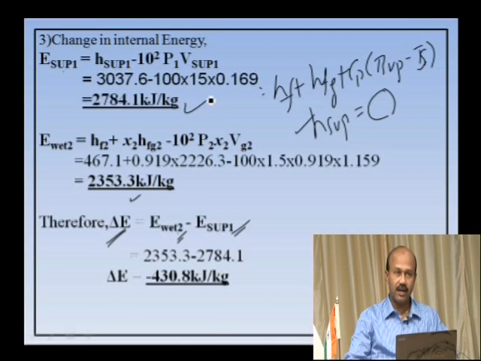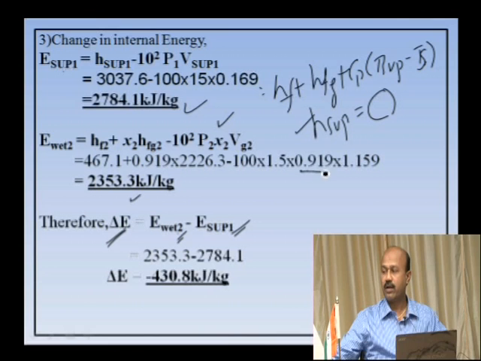Next, internal energy of steam after the process. After the process you got x2 as how much? 0.919, therefore it is a wet steam. So I have used the wet steam formula for internal energy, that is h_f2 plus x2 h_fg2 minus the work done of wet steam, which is always 10^2 P2 x2 v_g2. You have all the values, substitute the values, and you will get internal energy of wet steam after the process as 2353.3.